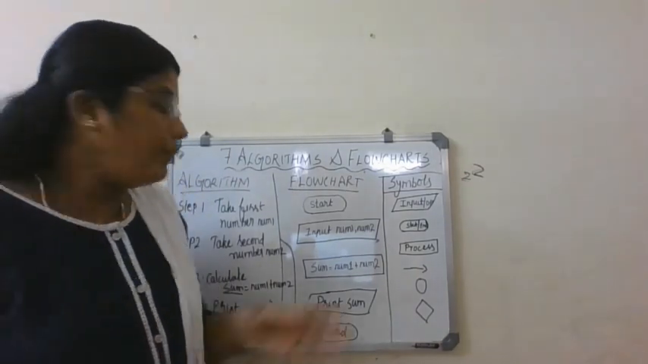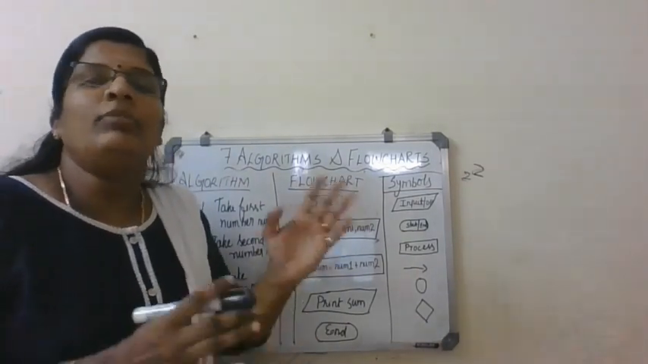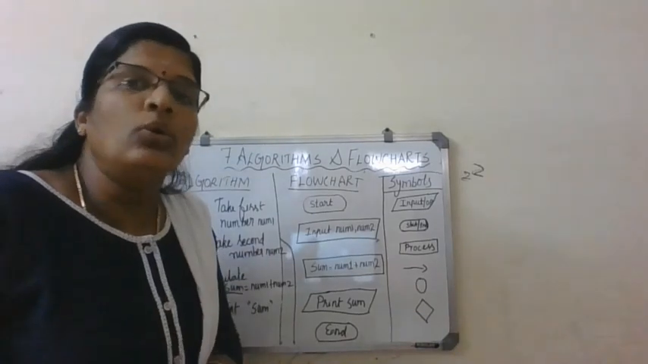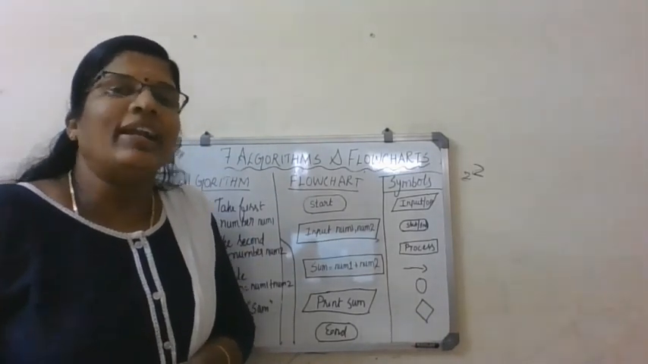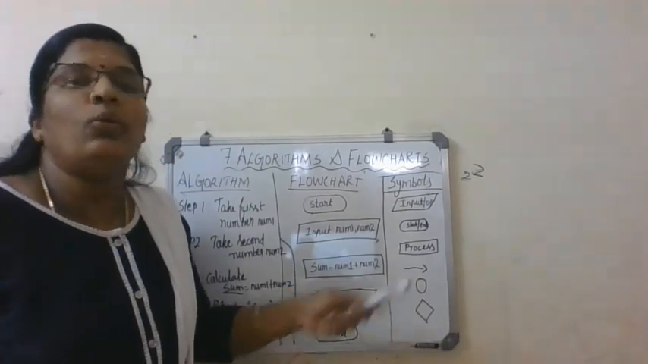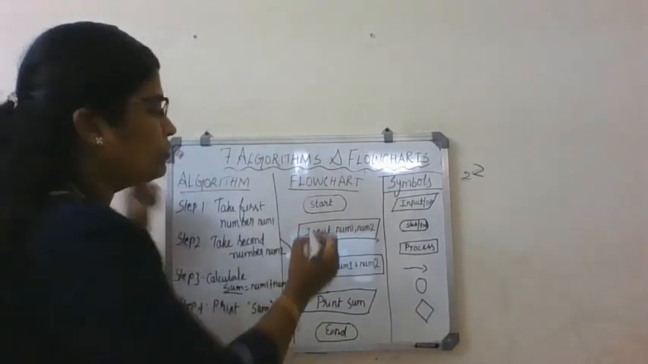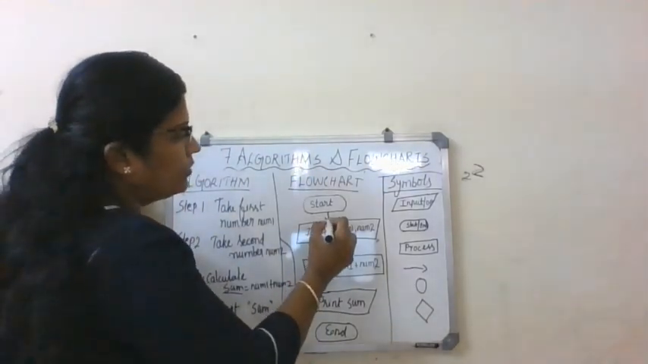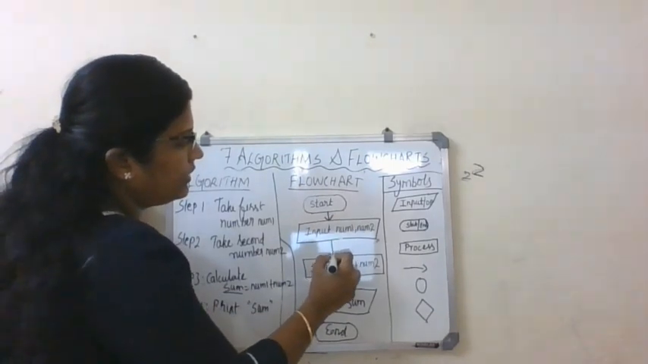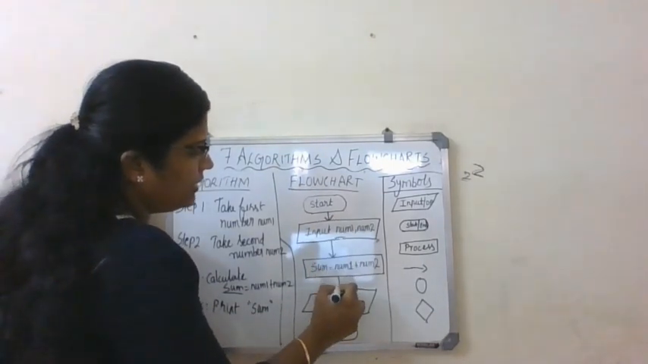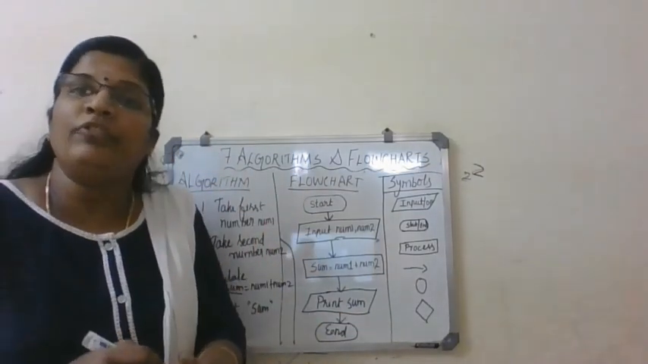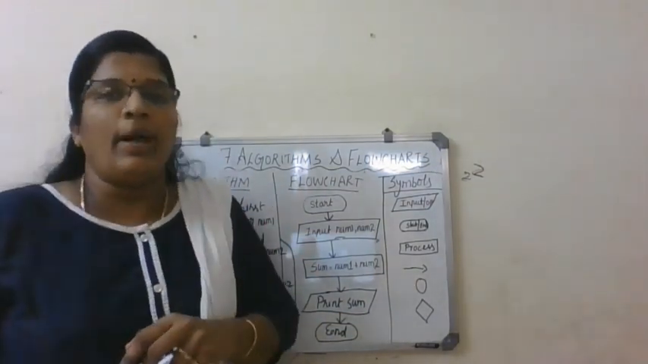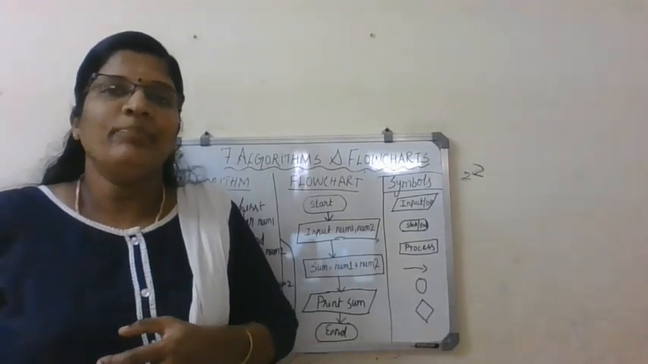But if you look at the flow chart, I have drawn boxes, but there is no connection in between the boxes. Am I right? So how to connect it? Using arrow marks, we should connect it. So put arrow marks here, here, here, here. So this is the proper flow chart for adding two numbers. Is it clear? That's good.